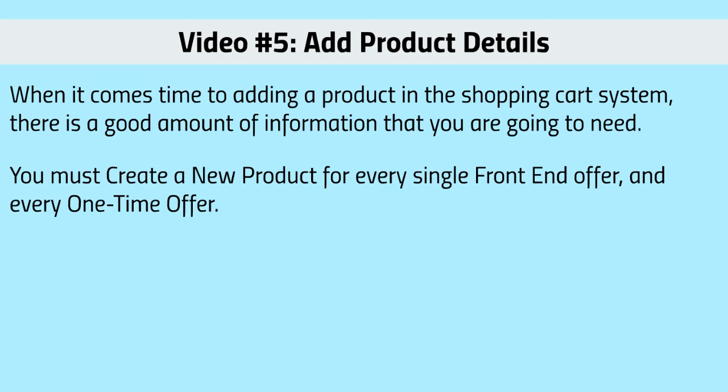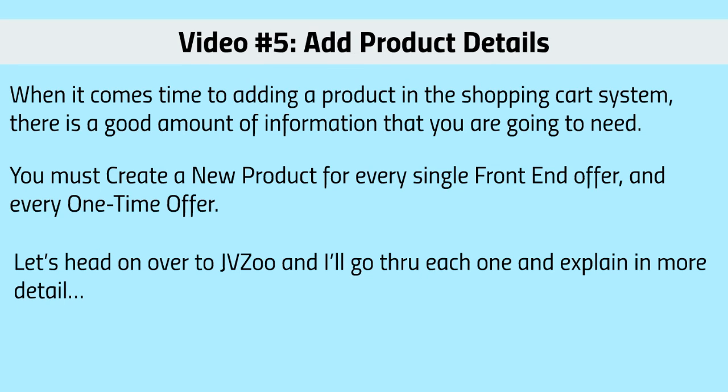So what I recommend that you do, if possible, is just to do a front-end offer and then do one-time offer. Once you get the hang of this, and once this actually makes sense to you, then you can go all out, add more one-time offers and more. But it will get overwhelming, I will say, if you do one front-end offer and several one-time offers. So with that said, let's go ahead and go over to j-Vzoo and I'll walk you through step by step.